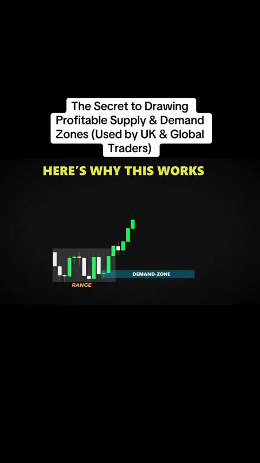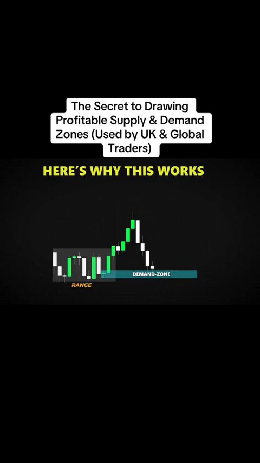Here's why this works. Institutions, banks, and smart money step in with huge orders that create an imbalance in the market. When price breaks out of a range, it's because these big players are making their move, and that leaves a clear mark on the chart. Looking at the chart, once the price breaks out, it often pulls back to the same level where those buyers stepped in. That's your demand zone.